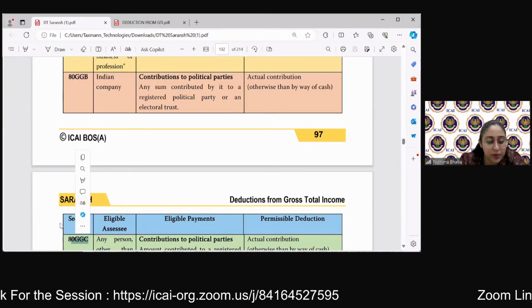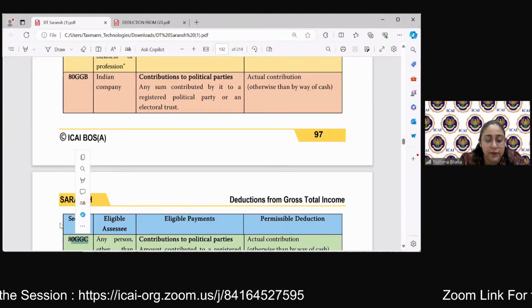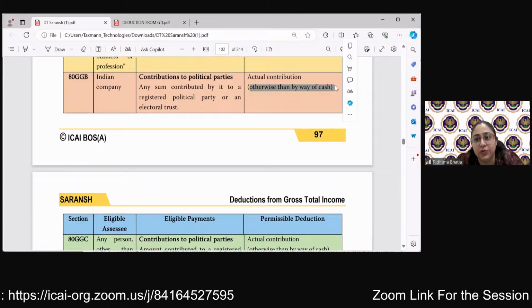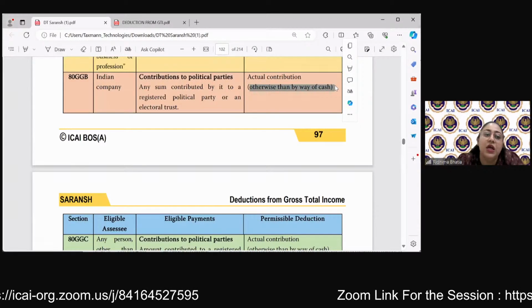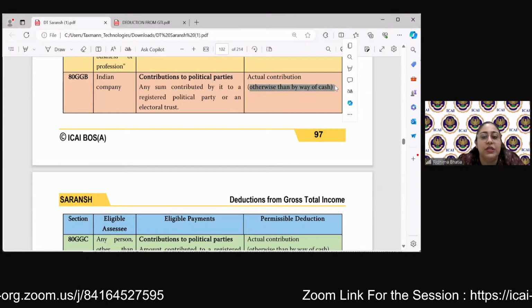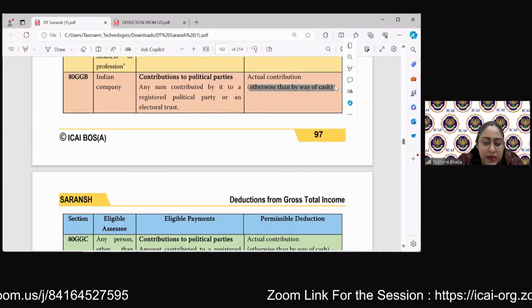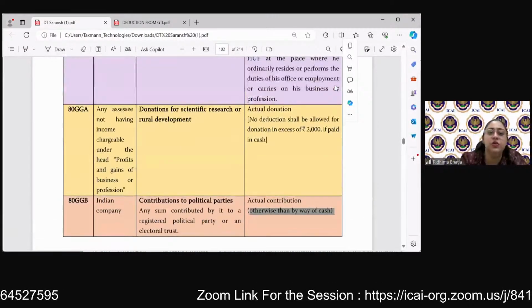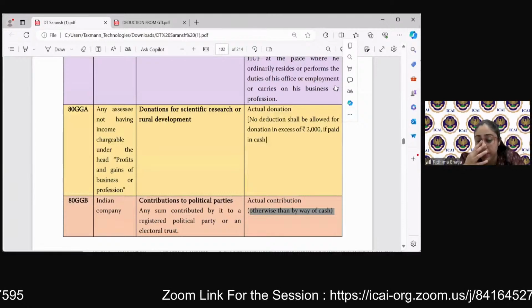But in both there is no limit. What is important is you have to make donations in other than cash mode. Here there is no limit of 2000 either. The donation has to be made in other than cash mode. Simple. 80GGA is again donation for scientific research and rural development.